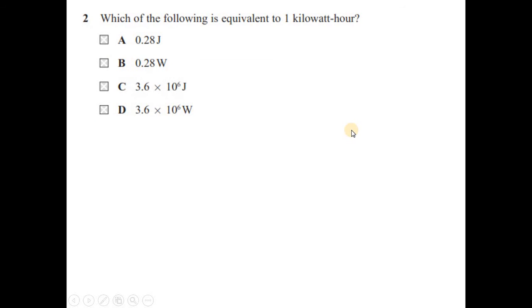Question number 2. Which of the following is equivalent to 1 kilowatt hour? Okay, remember kilowatt hour, kWh. Sometimes we write kWh. This is a unit of energy, not power. That means option D and B are immediately gone, because kilowatt hour is energy, not power, so it cannot be W. So it might be 0.28 joule and 3.6 times 10 to the power 6 joule.